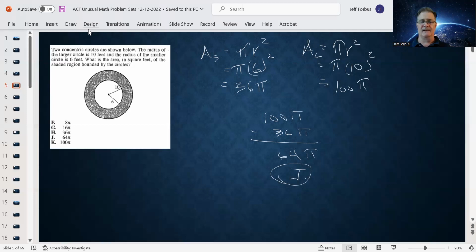I'm going to emphasize again, the ACT loves to calculate shaded regions with figures. So be on your toes for them because you're going to see it. It's probably about an 80% chance of seeing this on an exam. Let's move on.